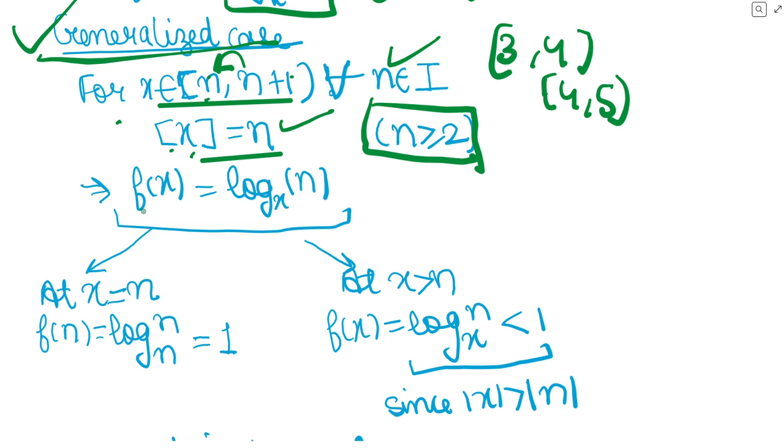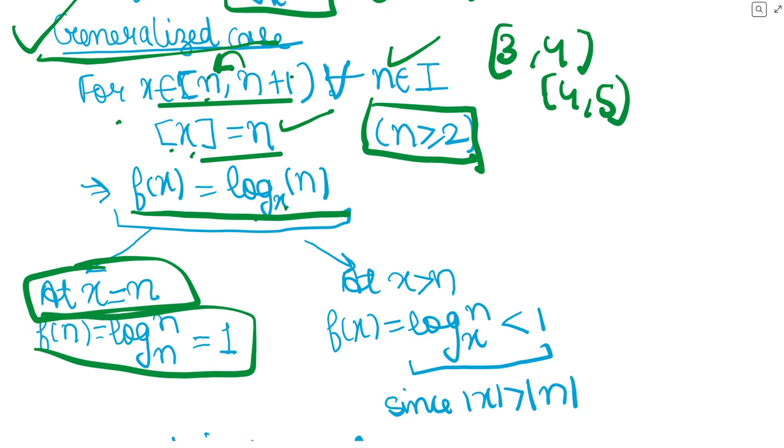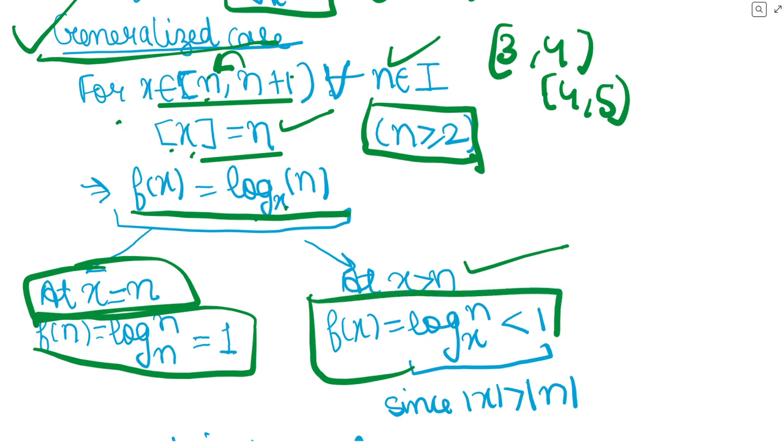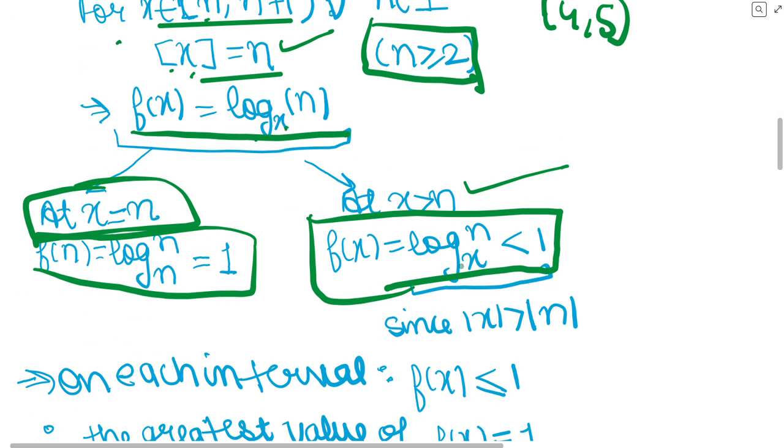Now what does f(x) become in this generalization? f(x) becomes log n to the base x. Here also we get two cases. What if x is directly equal to n? Then f(n) is going to become 1. And when x is greater than n, f(x) is log n to the base x, and this thing is less than 1.